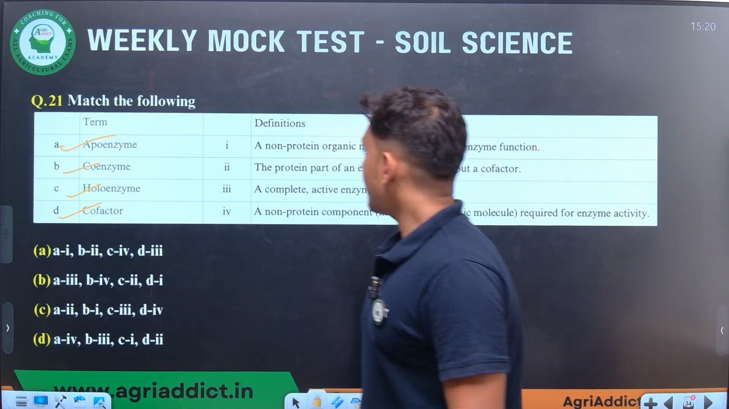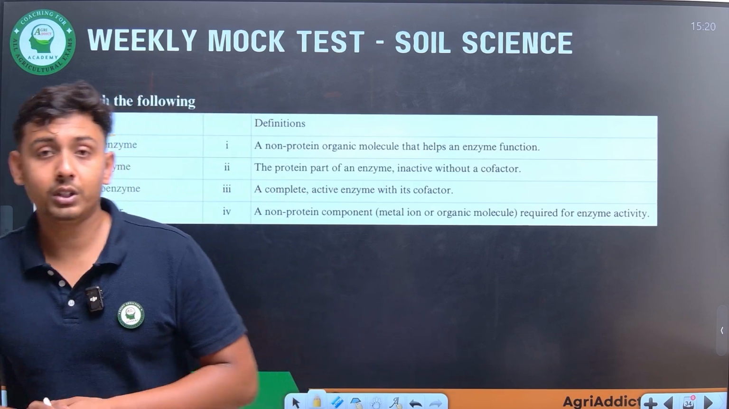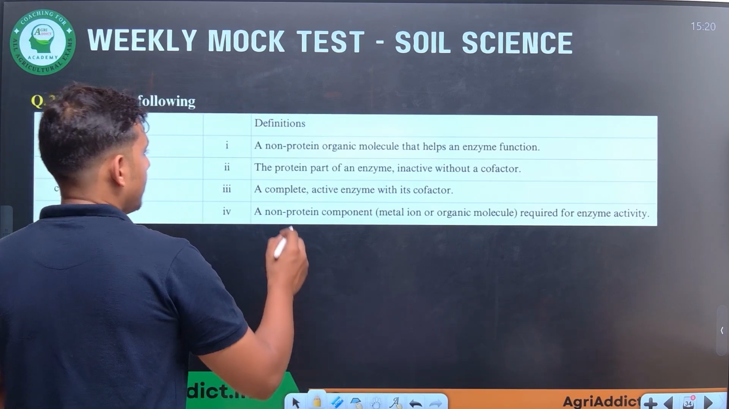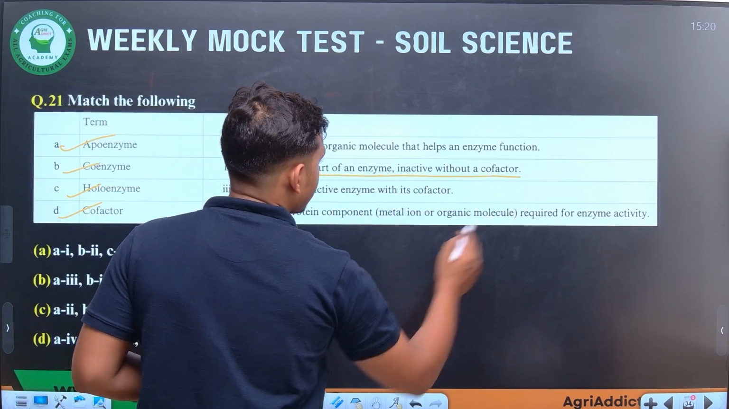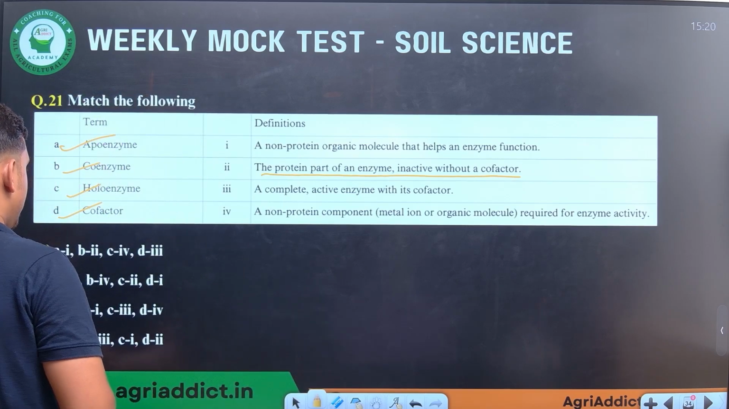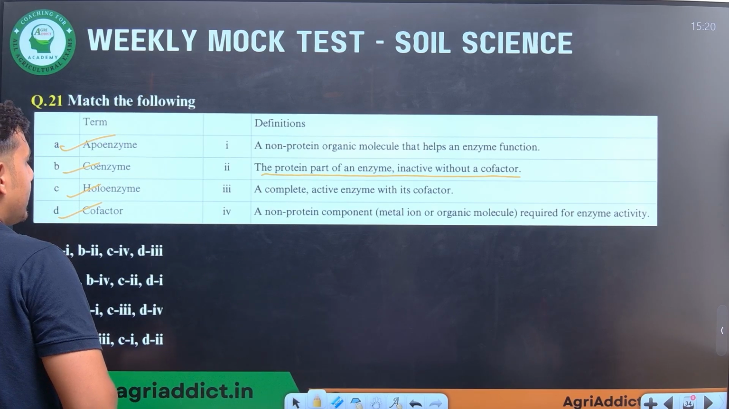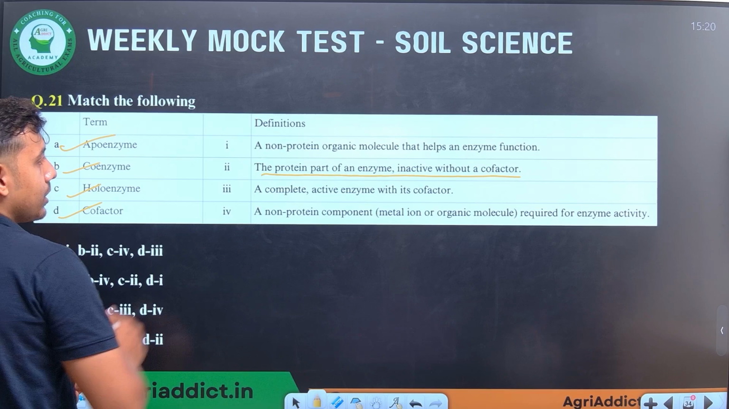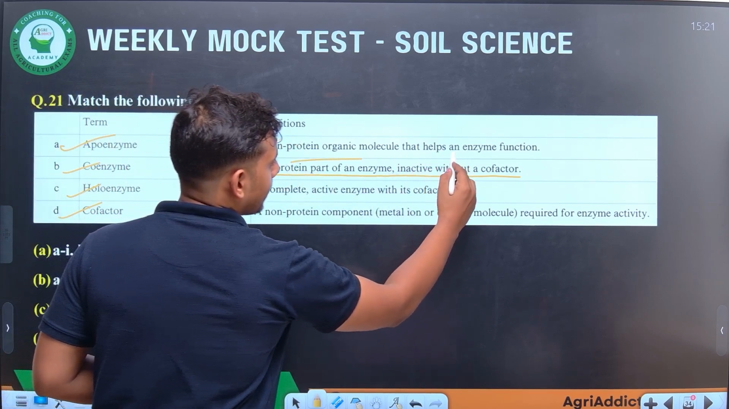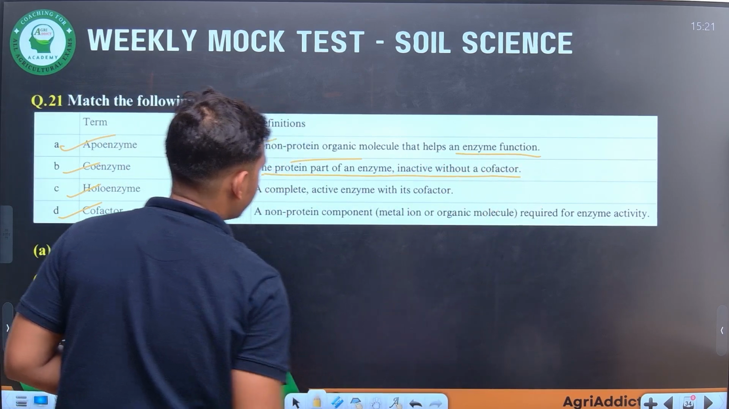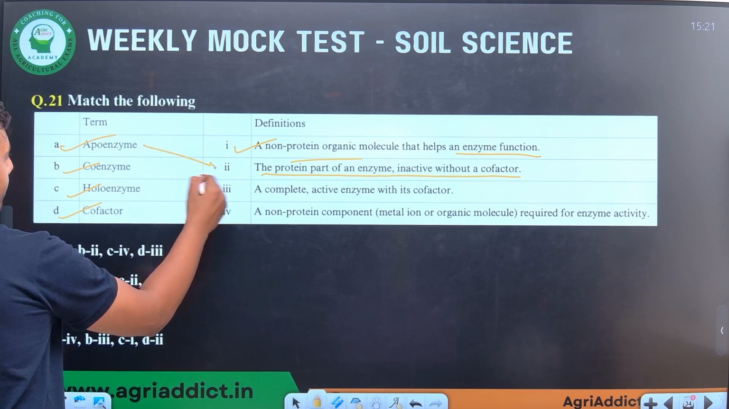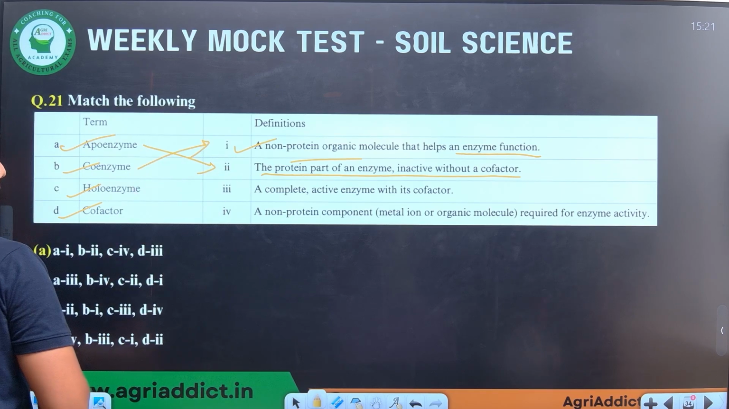Apoenzyme. What is apoenzyme? The protein part. The protein part of an enzyme is inactive without a cofactor, that is apoenzyme. Then what is coenzyme? Coenzyme is a non-protein part, an organic molecule that helps in enzyme function. This is coenzyme.